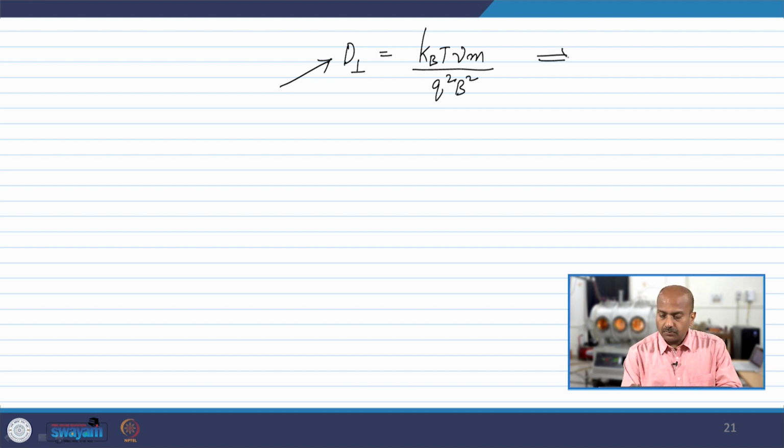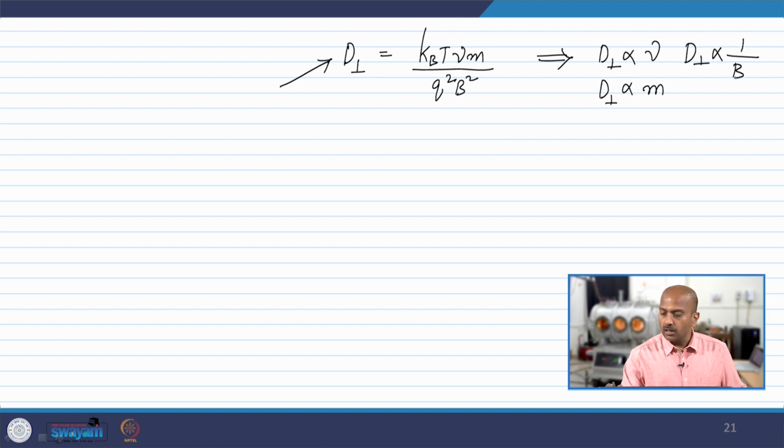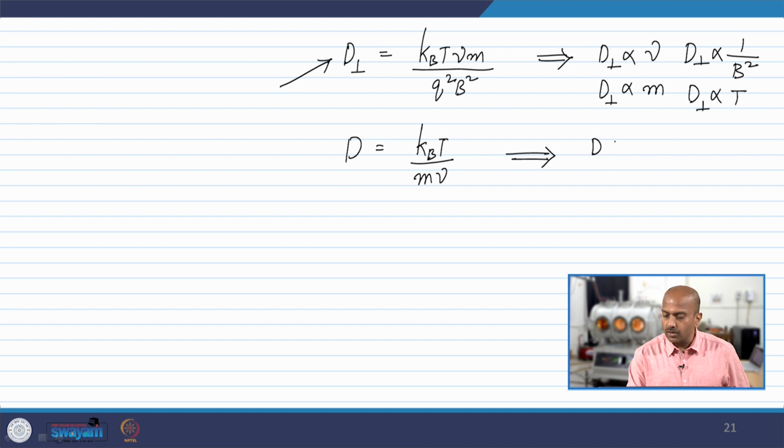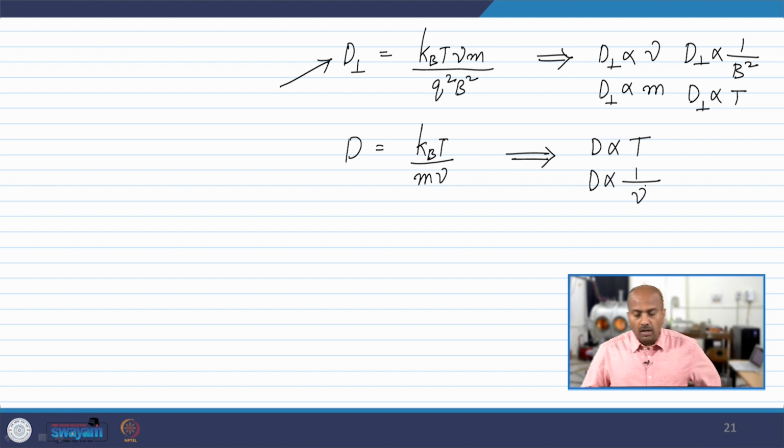Now, from this, D perpendicular is directly proportional to the frequency. What is this frequency? This is the collisional frequency, and D perpendicular is also proportional to m, proportional to 1 by B², and proportional to the temperature. Now, if you contrast it with the parallel diffusion coefficient, or the diffusion coefficient in the absence of any magnetic field, you can write it as k_B T by m ν. From this expression you can observe that the parallel diffusion coefficient is of course directly proportional to the temperature. It is proportional to 1 by frequency. So, in the absence of magnetic field, the more the collisional frequency, the lesser will be the diffusion. That is what this expression means.